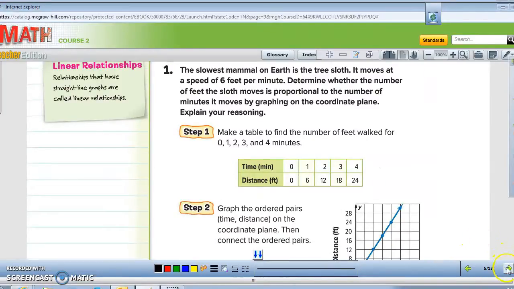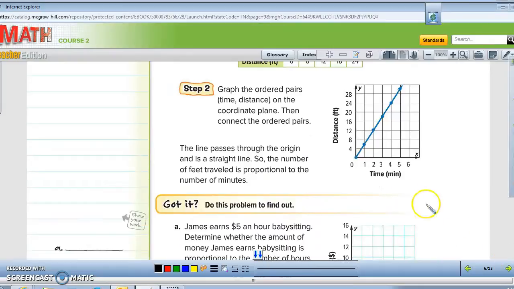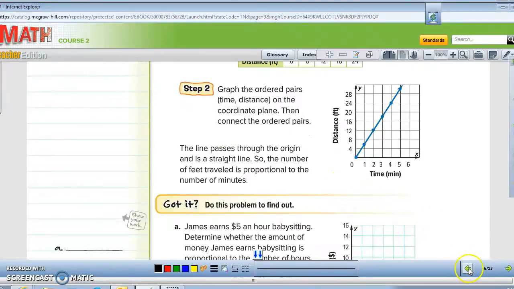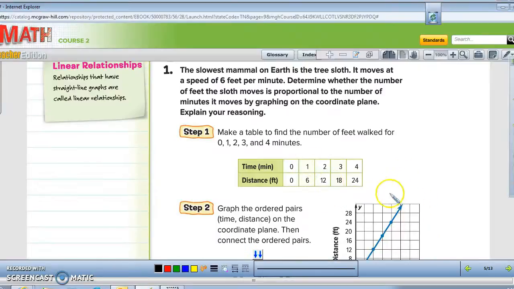So on this problem, the first thing that they did is they took their problem and created a table, which is essentially what we were doing in the last section. So they already created their table. Now they are graphing their table. So they said 0, 0, done. Then they went back, 1, 6, graphed it all the way until they had all their points.